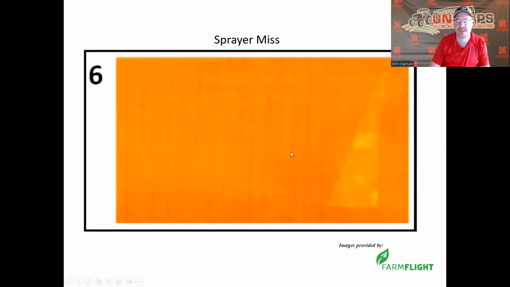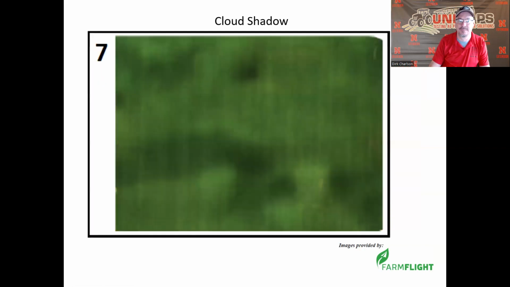Number 6, the answer is sprayer miss. What we see here is a triangular piece that's lighter in color, which indicates that on that part of the field, the chemical was not applied. Probably what happened here is that the operator did his pass, but did not follow through and complete his pass.